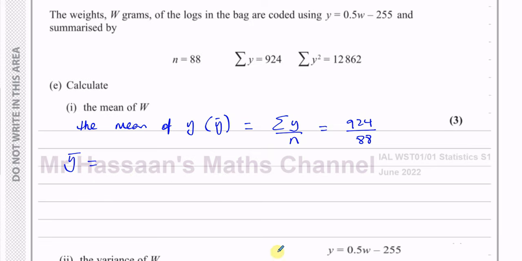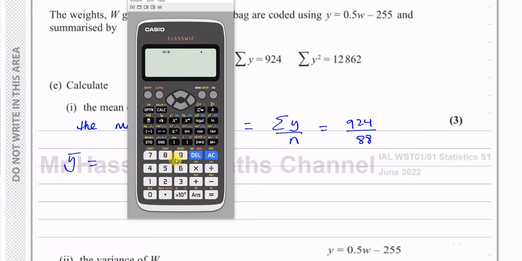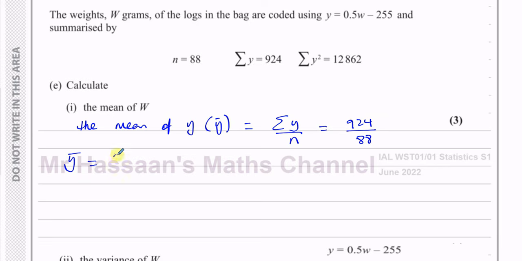So the mean of Y is equal to 924 divided by 88, which is 21 over 2, which is the same as 10.5. Okay, that's the mean of Y. We have to find the mean of W, which I'll call W bar. Okay, now we know in this coding here we've got multiplication and subtraction.